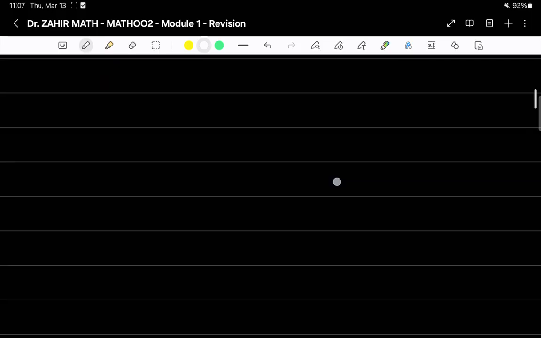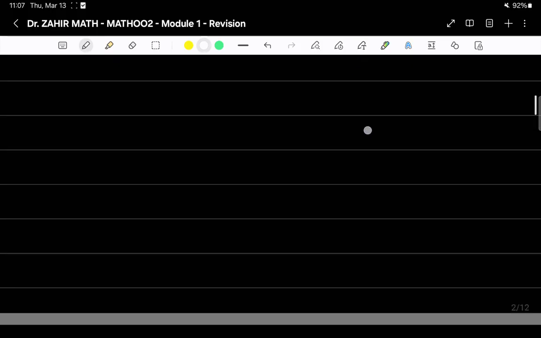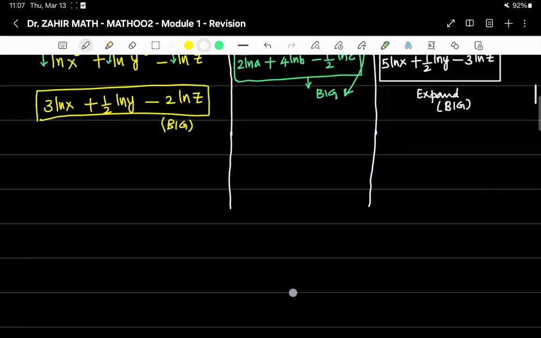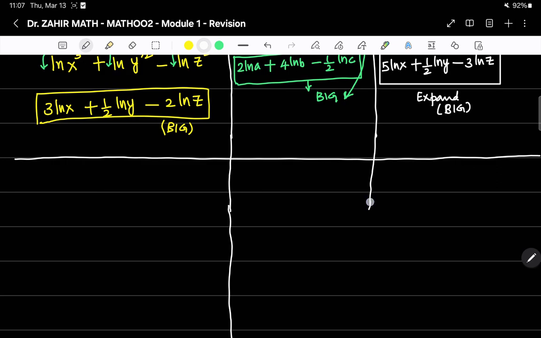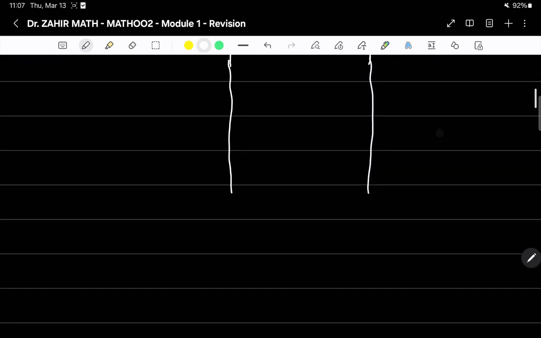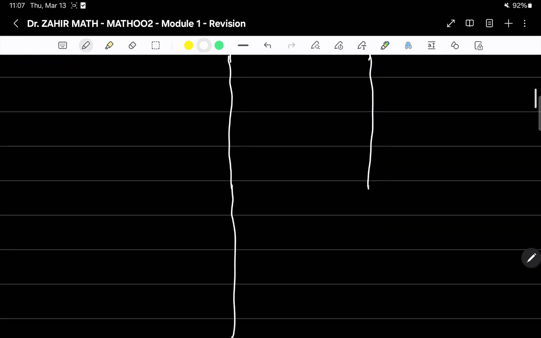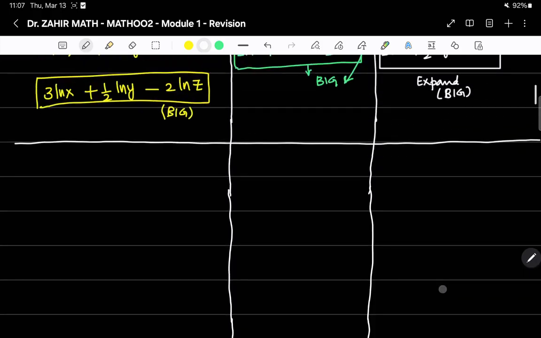Let's go for condense. Can I make it in one page? Yes, I can make it. So expand is finished. Let me go to the next question, which is condense. The next question starts with condense.